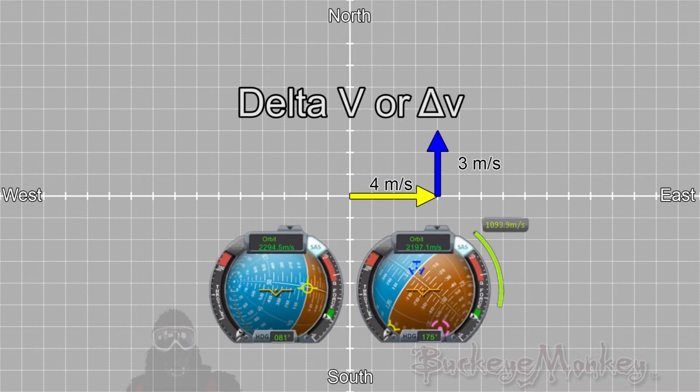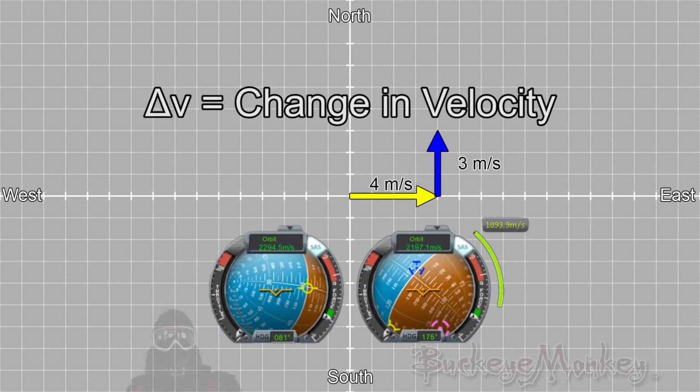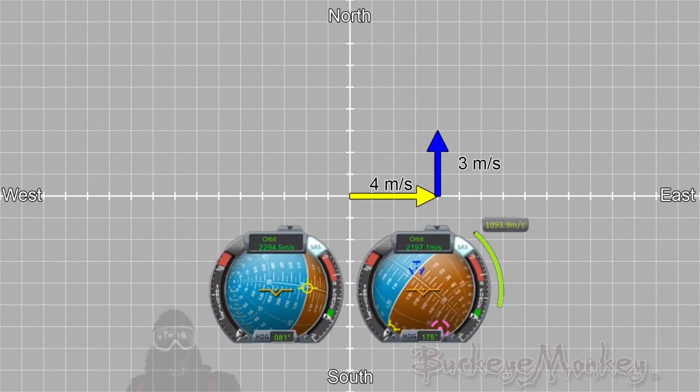Now, you might hear people use the term delta V here and there while playing the game. I'd use it myself. Delta is the Greek letter D, and it is used in math to indicate change. The V is short for velocity. So delta V means change in velocity. And our blue vector, our blue marker on the Navball combined with that speed, represents the change in velocity that we need to affect in order to get our current velocity into our desired velocity.